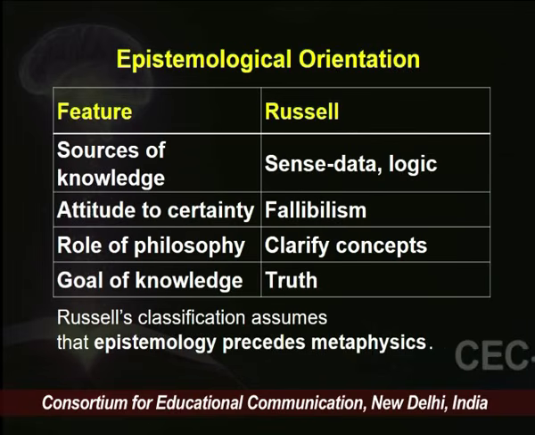Now, if we look at the PPT here about the epistemological orientation of Bertrand Russell, we see that the source of knowledge for Russell is sense data and logic. The attitude towards certainty is fallibilism. The role of philosophy is to clarify concepts, and the goal of knowledge is truth. So Russell's classification assumes that epistemology precedes metaphysics.